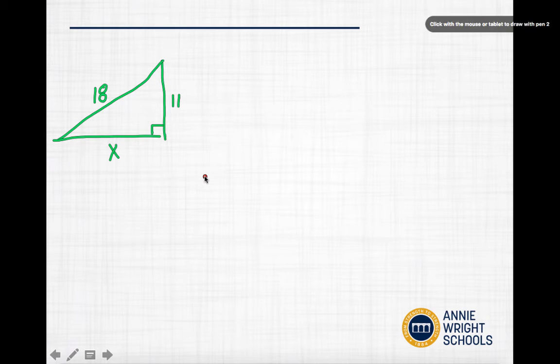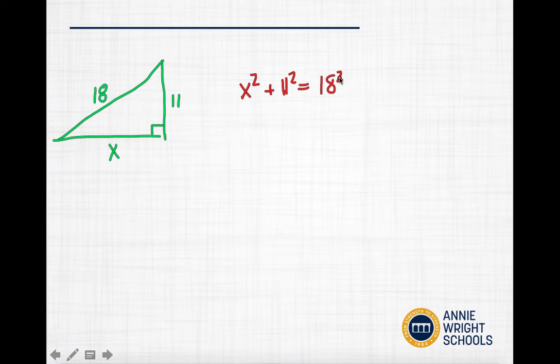I hope you started this problem by just recognizing that 18 is the hypotenuse. So you would start with something like x squared plus 11 squared equals 18 squared. And now we just start doing algebra. Nothing to do with x squared. We just leave it as x squared because we don't know what x is. 11 squared is 121. Oh, excuse me, this should be a plus. X squared plus 121. And then that equals 18 squared, which is 324.